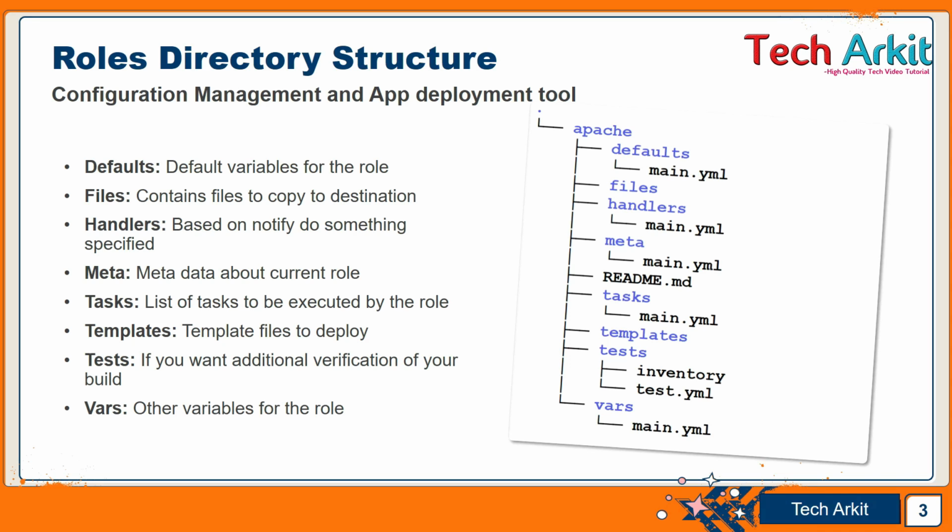And vars is the directory where you can write other variables. Defaults and vars are similar, but the defaults are the default variables for the role, and vars are the specified variables. So you can specify the variables over here.